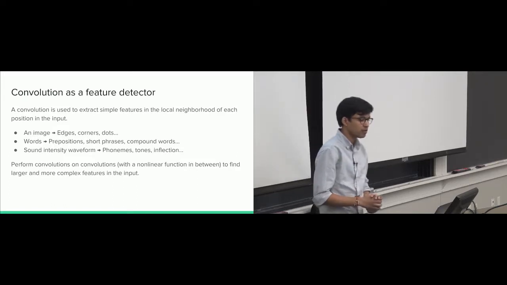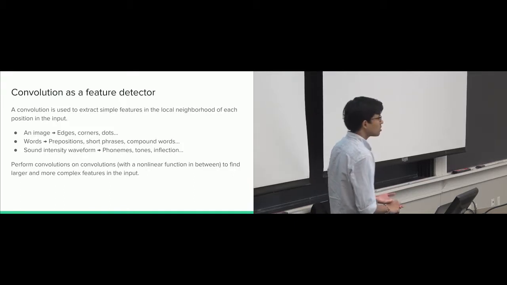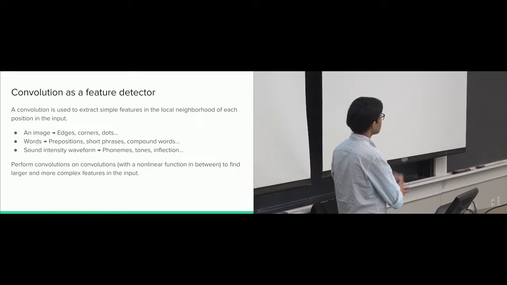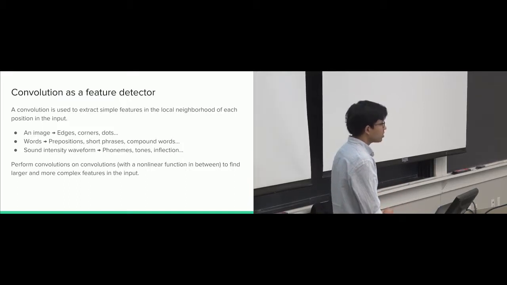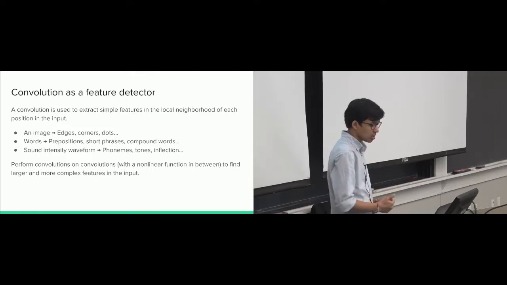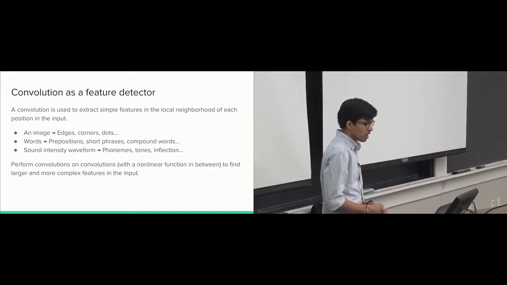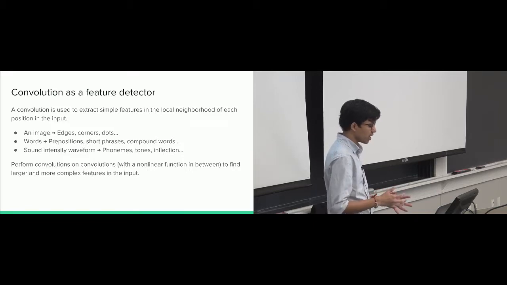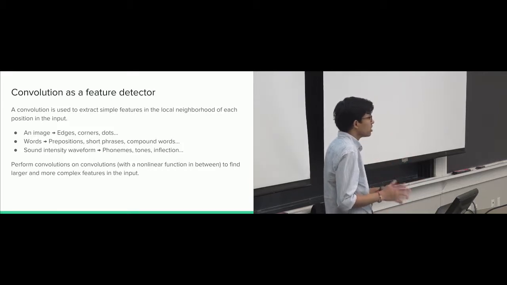So a convolution is used to extract simple features in the local neighborhood of each position in the input. For an image, it will first try to detect edges, corners, and dots. When we are using CNNs on text, the convolutional neural network will first learn prepositions, short phrases, and compound words, which occur more often than other words. When you have a sound intensity waveform, which you are working on in the homework, part 2, it will first learn to understand phonemes, tones, and inflection. Deep convolutional neural networks perform convolutions on convolutions with a nonlinear function in between to find larger and more complex features in the input. Once you have learned all the edges, corners, and dots, how can you combine those to actually detect some kind of shapes?